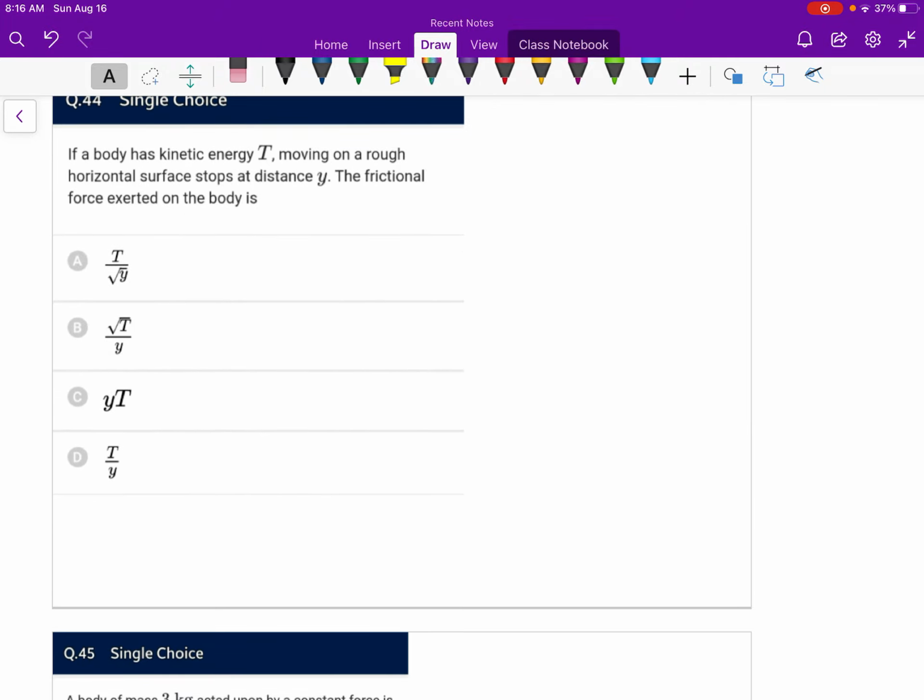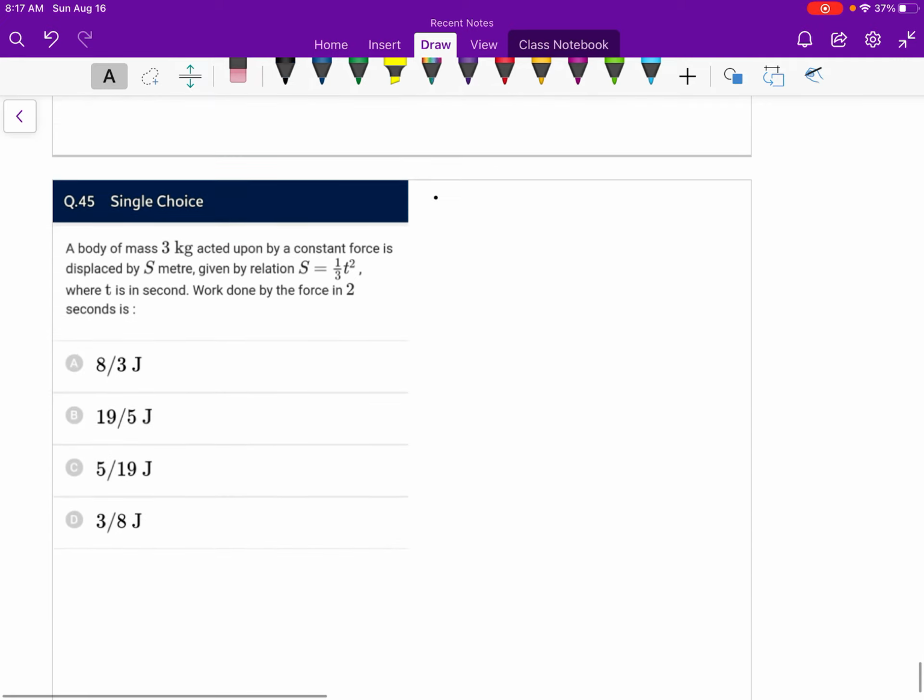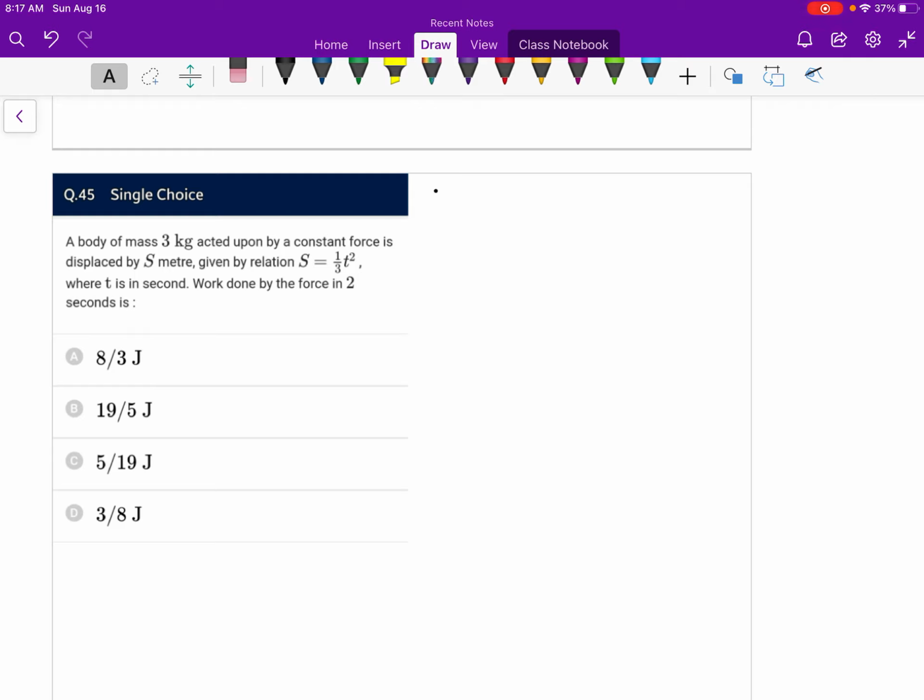If a body has kinetic energy T moving on a rough horizontal surface, stops at a distance y, the frictional force exerted... So from work energy theorem, minus friction into y is negative of work done by friction. Work done by friction is equal to change in kinetic energy. So friction is T upon y. So D is the correct option.